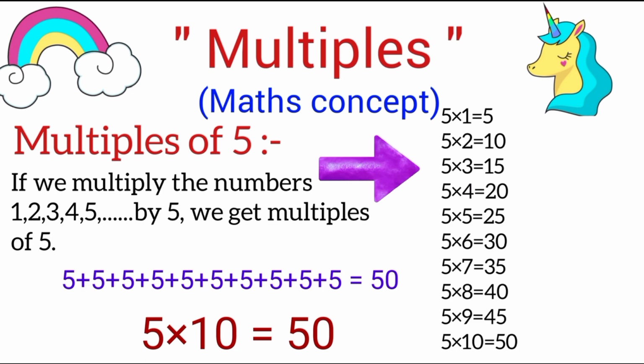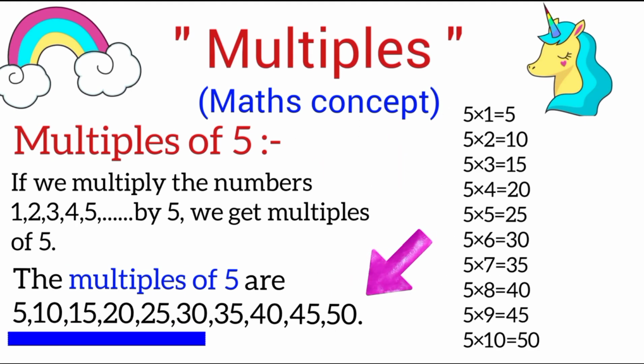This is the multiplication table of 5. So, the multiples of the number 5 are 5, 10, 15, 20, 25, 30, 35, 40, 45, and 50. These are the first 10 multiples of the number 5.